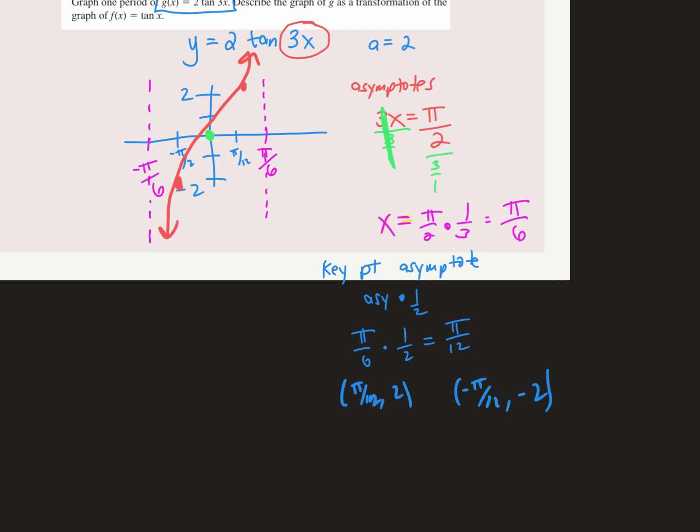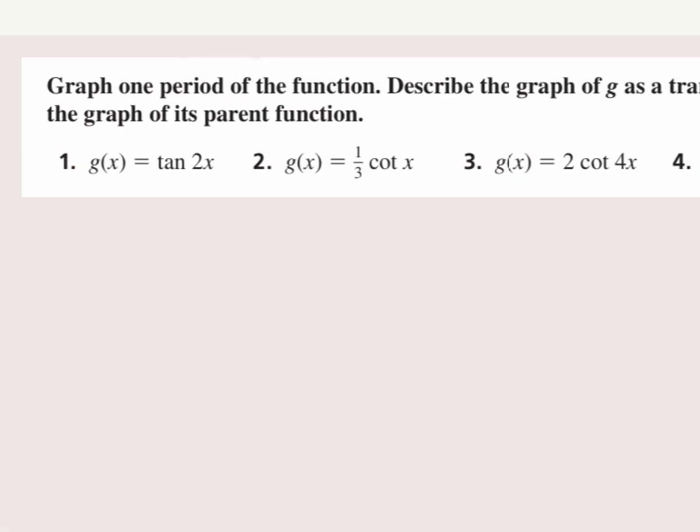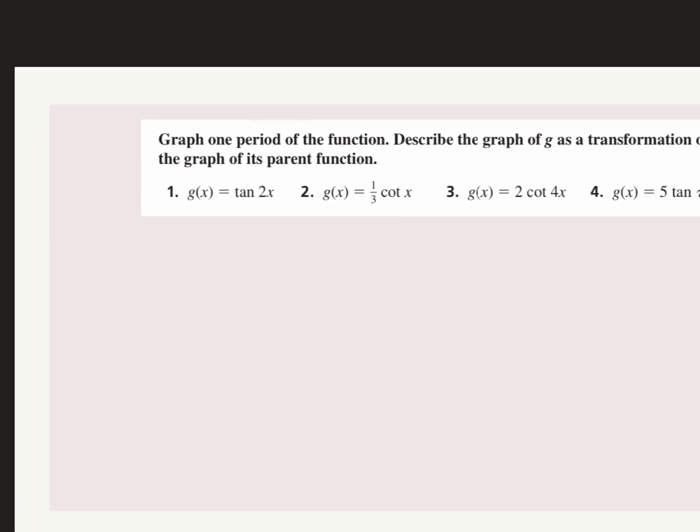All right, let's do another example. Ooh, nope. No cotangent, just kidding. Go to the next one. All right, we'll do 1 and 4, and then we're done.